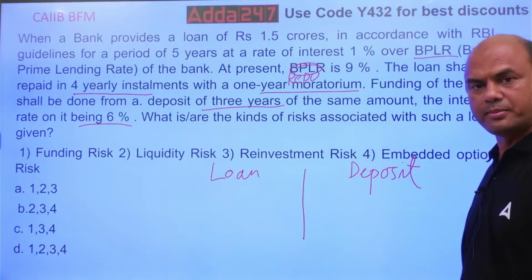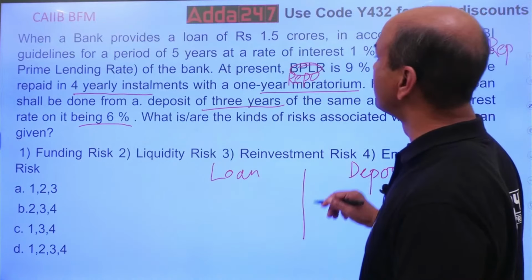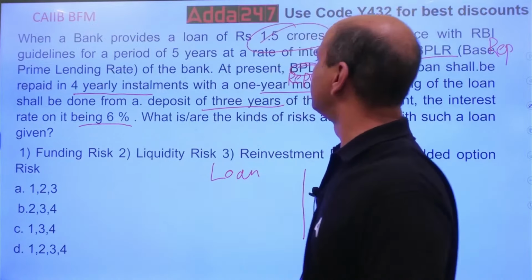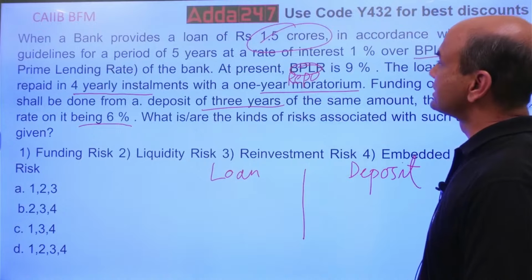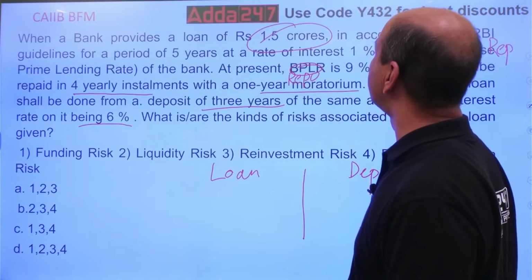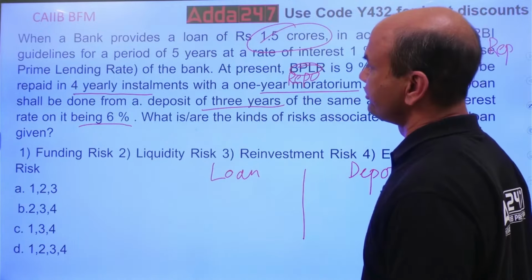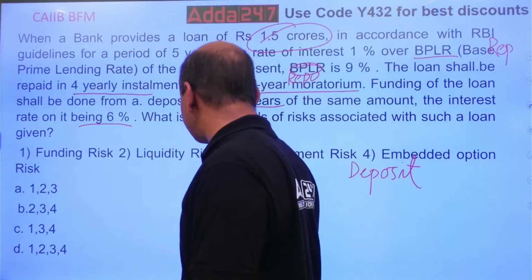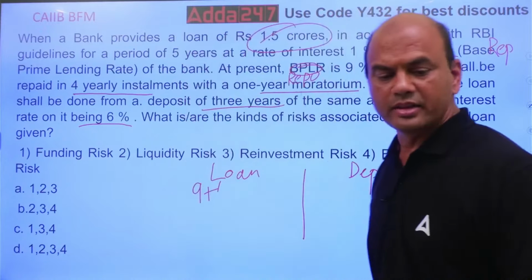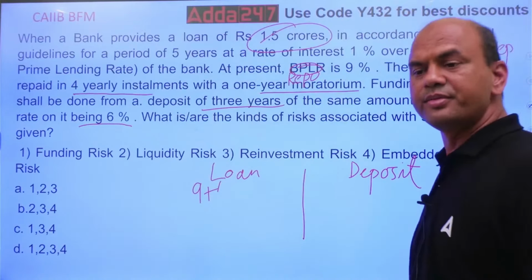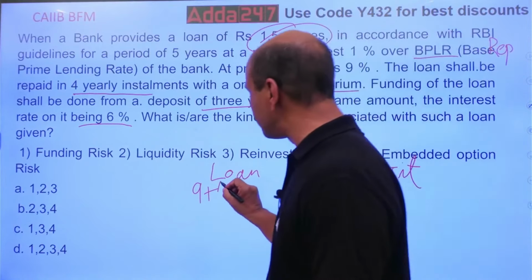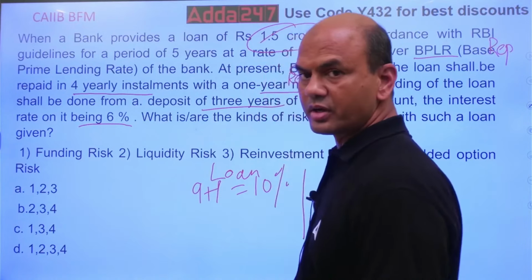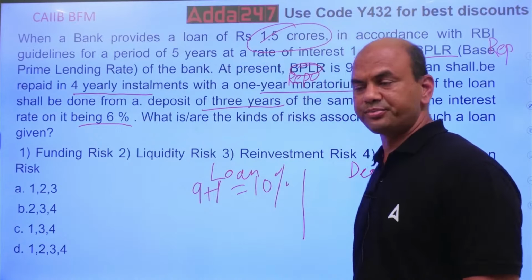Understand this, loan and deposit. What is given about the loan? Amount is same, let's say 1.5 crore. So forget this amount. What is given? Period of 5 years at a rate of 1% over the repo rate. Presently the repo rate is 9%. So my loan rate is what? 9 plus 1, so it is 10%. Got it? Loan rate is 10%.